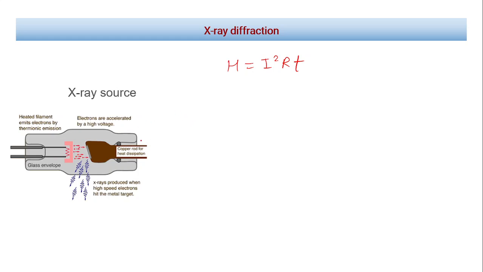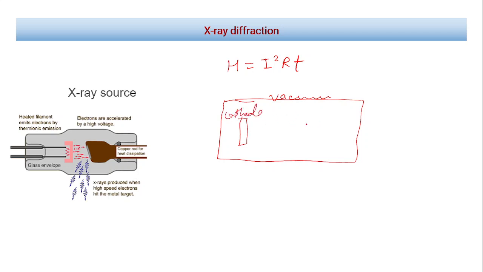And then we have a big space in which we create vacuum. Why do we create vacuum? Because we do not want the electrons generated from the cathode to collide with air or other gaseous particles, because they will lose energy and will not do what we want them to do. So to avoid that unnecessary collision, we create vacuum in a small space.